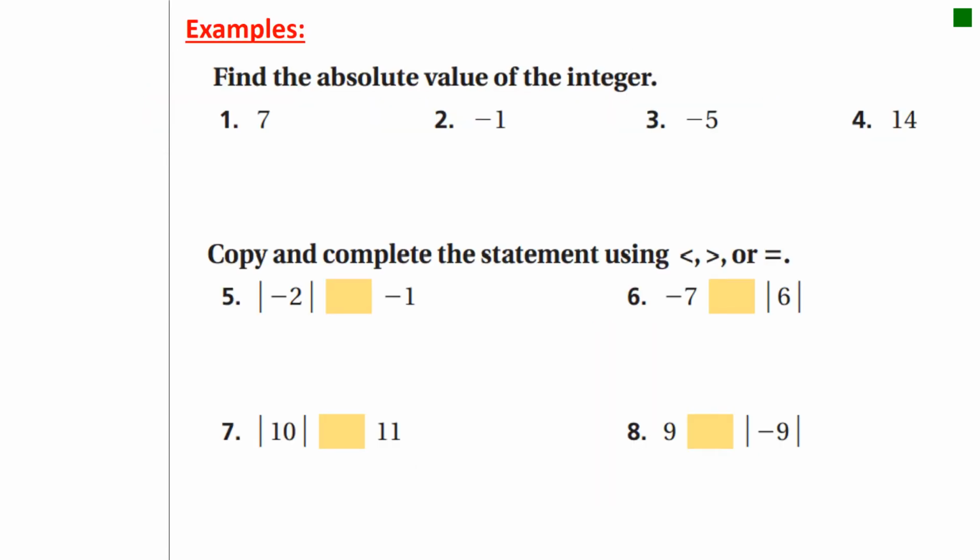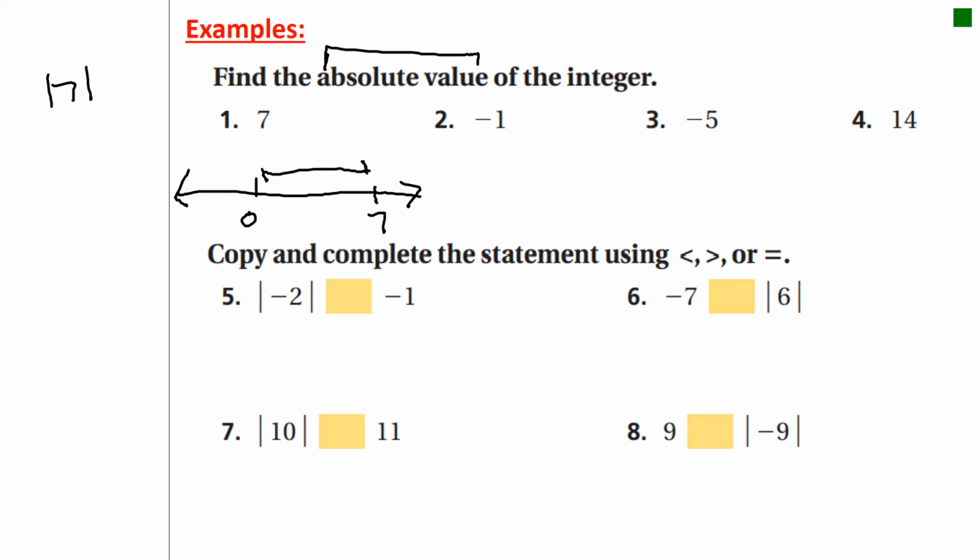All right, let's look at some examples. Find the absolute value of an integer. So in your directions, there's two ways that you could see this. You could see it written as absolute value, me telling you with words, or I could be using the bars to tell you to find the absolute value of 7. For this one, I'm telling you with words. So find the distance between 0 and 7 on the number line. What's the distance between 0 and 7 on the number line? 7. The absolute value of 7 is 7.